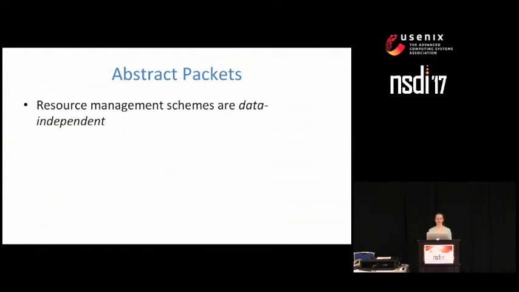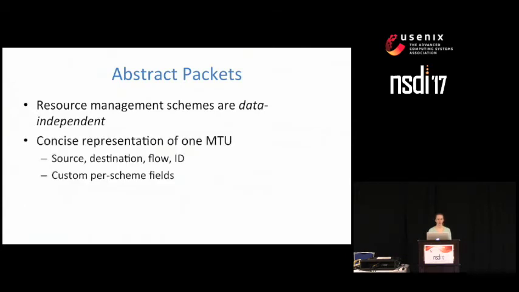The reason that emulation over abstract packets works is that resource management schemes are typically data independent, meaning that they don't depend on the packet payload. They depend instead on a small number of header fields, which often comprise less than 1% of the total packet size. Each abstract packet is a concise description of 1 MTU worth of data, or around 1,500 bytes. It includes just the information needed by the resource management scheme, such as the source, destination, and any custom packet header fields. For example, to implement priority queuing in Flexplane, each abstract packet must include the real packet's priority.